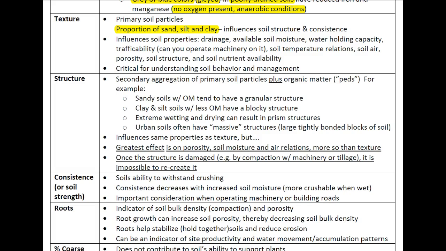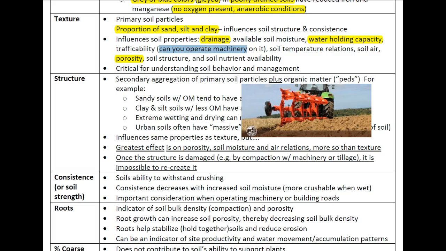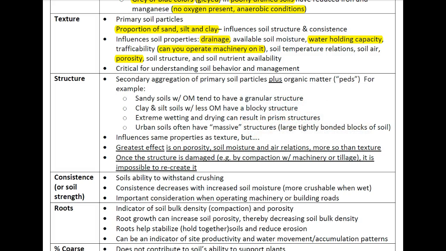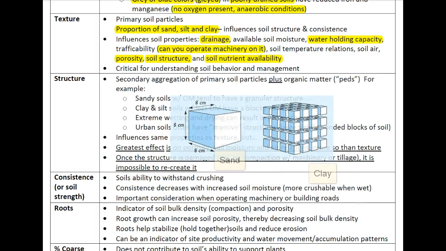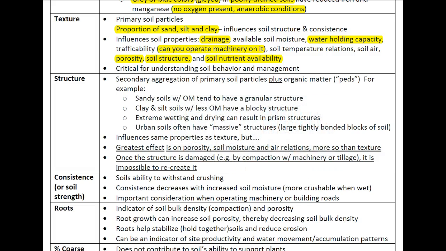Texture influences soil properties such as drainage, available soil moisture, which is related to porosity, which is also related to the water holding capacity of soil. Trafficability, in other words, can you operate machinery on it? Texture is also related to soil temperature relations, soil air, soil structure, and nutrient availability. Recall that clay has much higher surface area than sand, therefore there are more sites for adsorption of different nutrients onto clay. Texture is critical for understanding soil behavior and management.